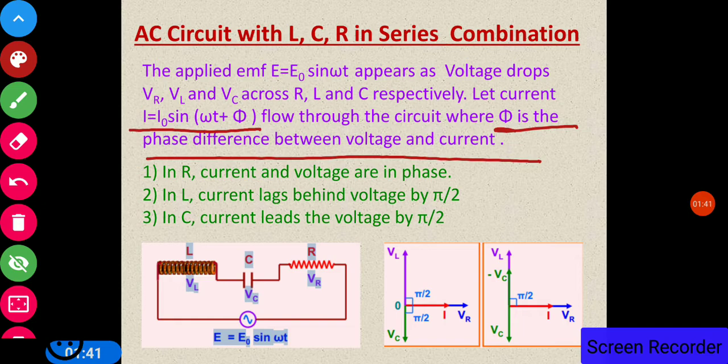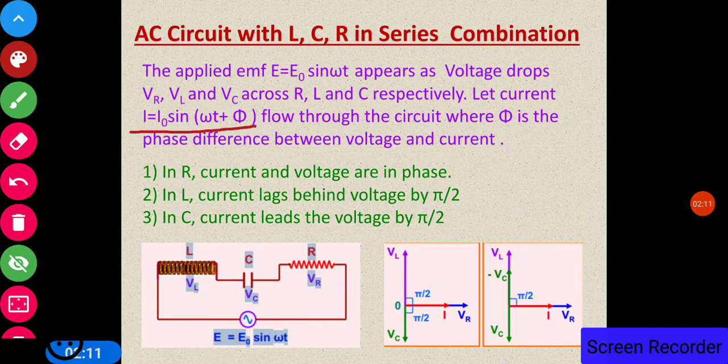Our purpose is to find the value of phi and also the value of I naught, as we have done previously when AC is applied through a resistor only, or an inductor only, or a capacitor only. Since these three components are in series, after applying the AC voltage E is equal to E naught sine omega t, we have to find the current I is equal to I naught sine omega t plus phi. Let us discuss one by one.